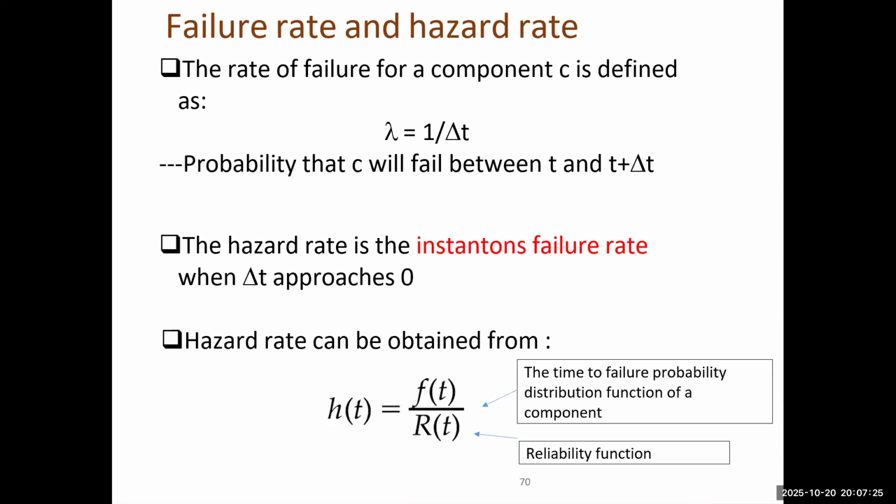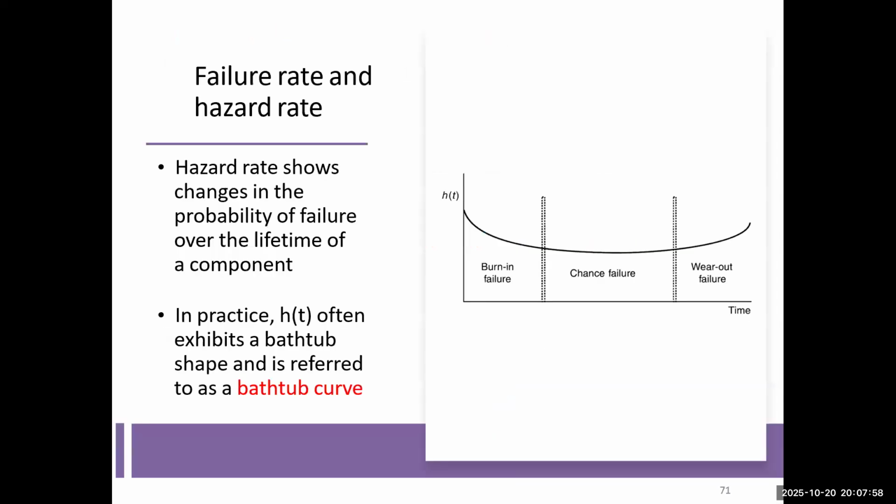So let's take a quick note. The hazard rate is typically used for non-repairable items, focusing on the first and only failure. But the failure rate is often used for repairable items, describing the rate of occurrence over their entire life cycle. So this example is also very important for our understanding of the failure rate and the hazard rate. So let's see how h(t) behaves over the lifetime of many components.